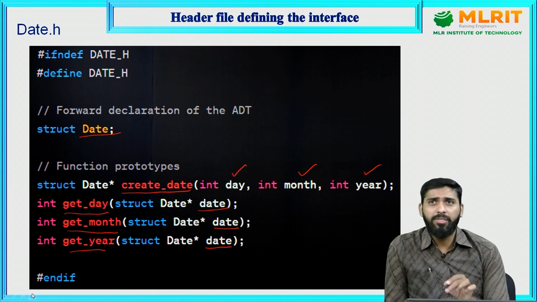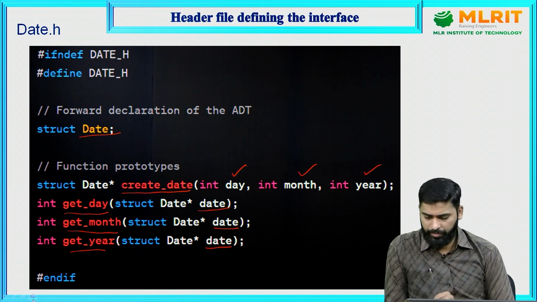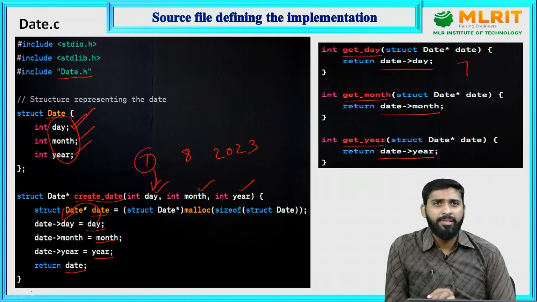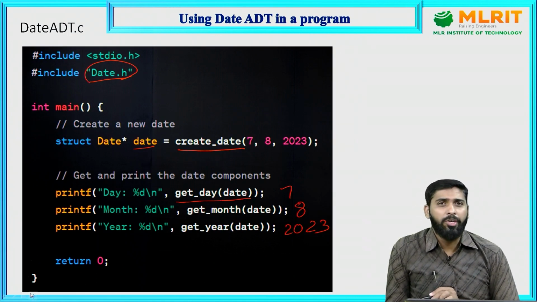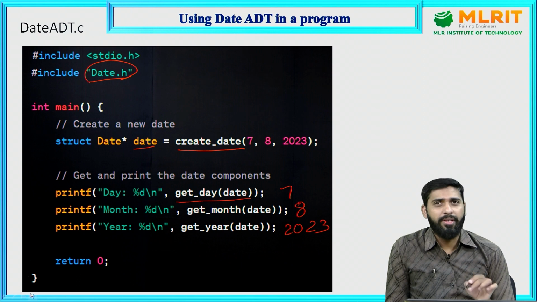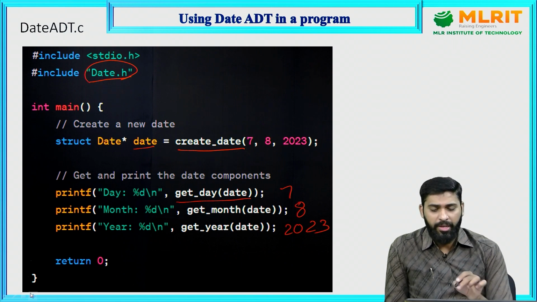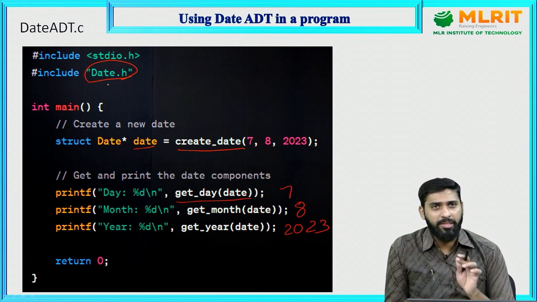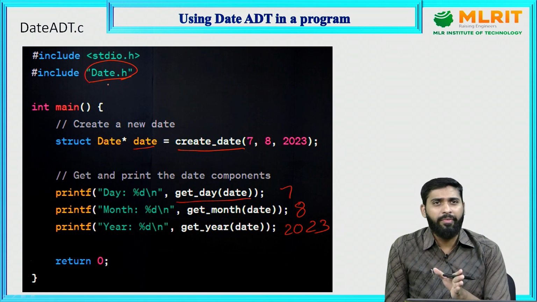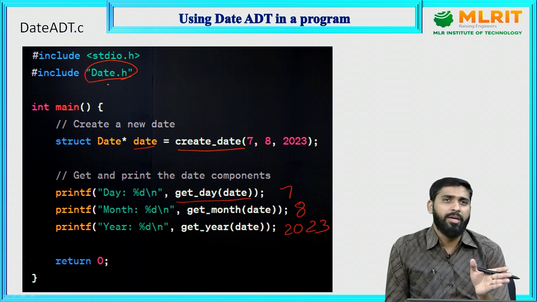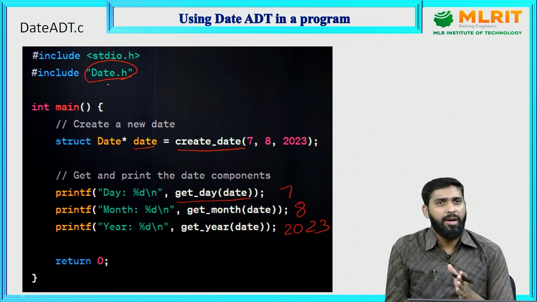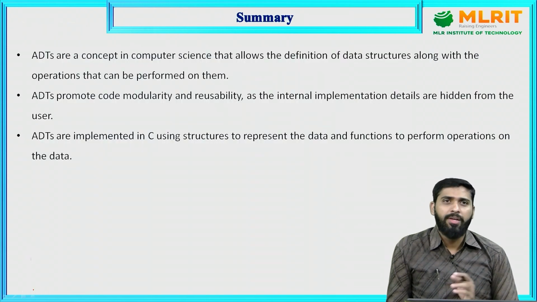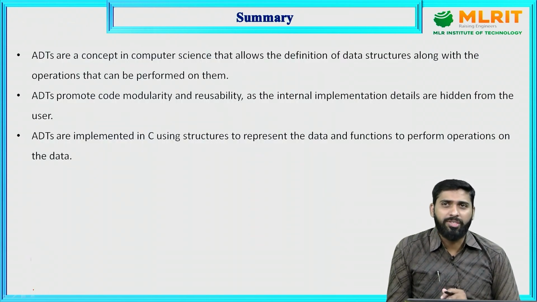Okay, so this is the date.h. So this is the date.c. Now this is the date adt.c. Okay, so in this program we include date.h. This is the interface. By using this interface we are going to access date.c that contains the structure and different functions. Okay, so summary of today's lecture.